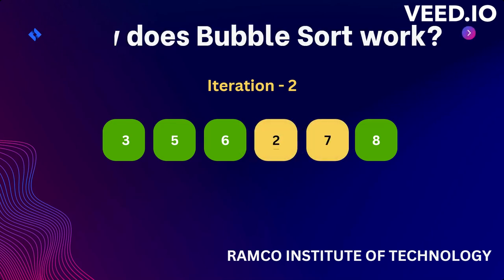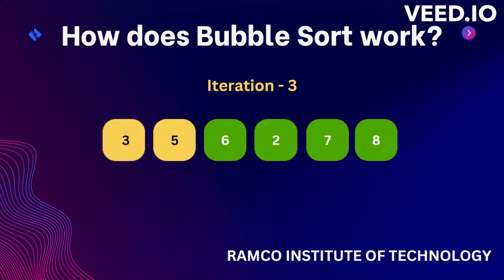Next, the last two elements, that is 7 and 8, are compared. It is already in the sorted order, so no swapping is required here. So we reach the end of iteration 2. Even now, the list is not in sorted order. So now we perform iteration 3. Here, the first two elements are compared, that is 3 and 5. It is already in the sorted order, so no swapping is required.